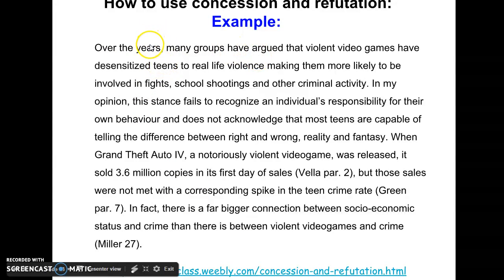Okay, so here's the concession. The writer of this information states that over the years, many groups have argued that violent video games have desensitized teens to real-life violence, making them more likely to be involved in fights, school shootings, and other criminal activity. That is your concession. And then the author says, in my opinion, this stance fails to recognize an individual's responsibility for their own behavior and does not acknowledge that most teens are capable of telling the difference between right and wrong, reality and fantasy. And then he goes on and backs up that information with evidence from 2 different sources.